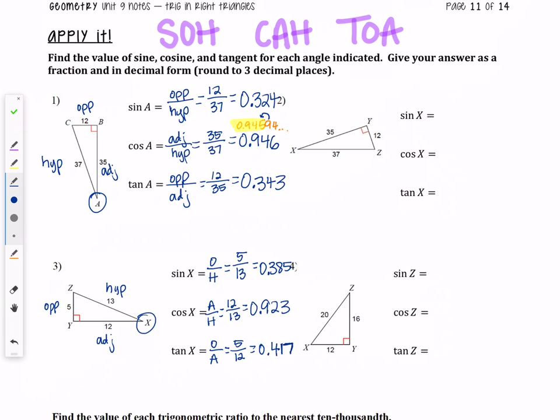So hopefully at this point we're catching on. If you're not, take a minute to find somebody around you that can maybe fill you in, and pause this video, give everybody a chance to complete number 2 and number 4. And once everybody has number 2 and number 4 done, then press play again, and I'll show you the answers, and we can move on to the next section. So go ahead and pause the video at this time.